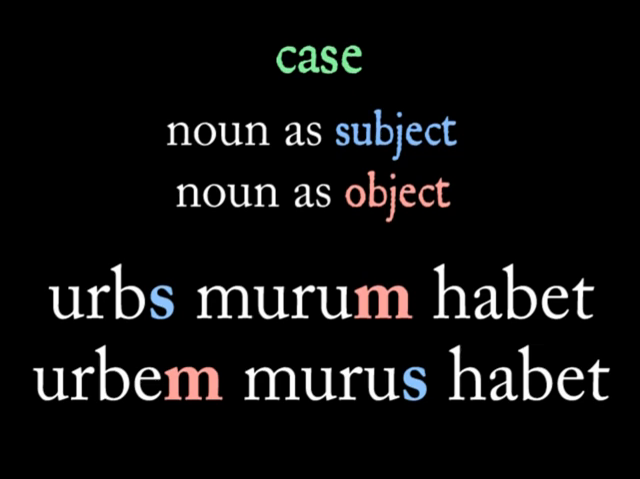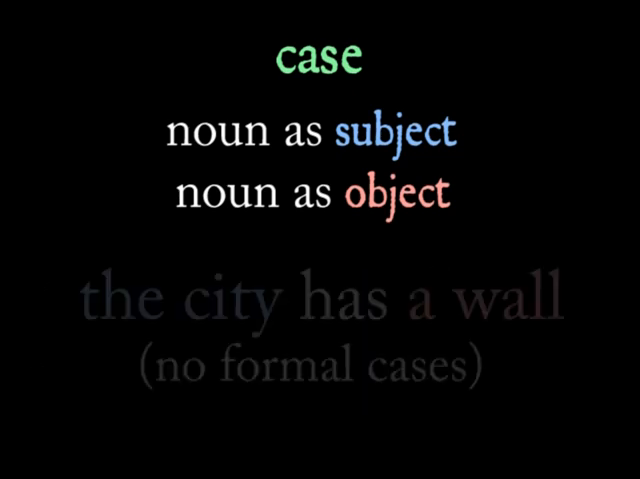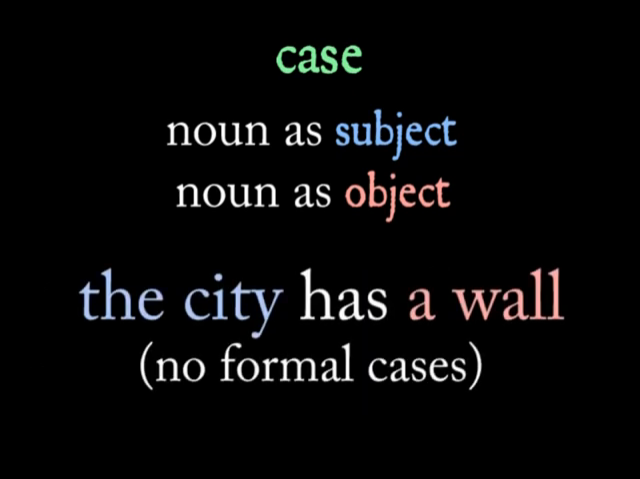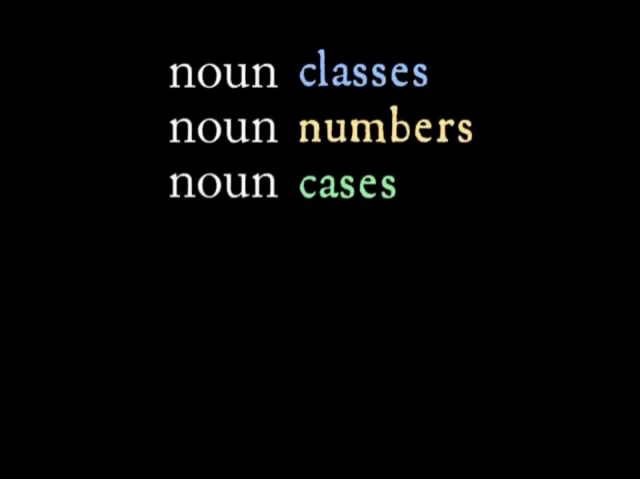In English, we show the subject and the object by word order. In other words, we place the subject before the verb and the object after the verb, and we avoid these case affixes. Okay, we now end up with 3 basic properties of nouns: case, number, and class.